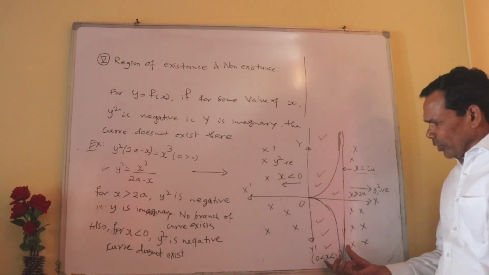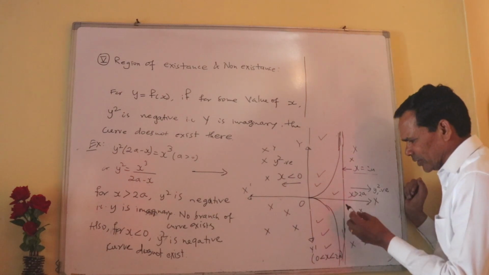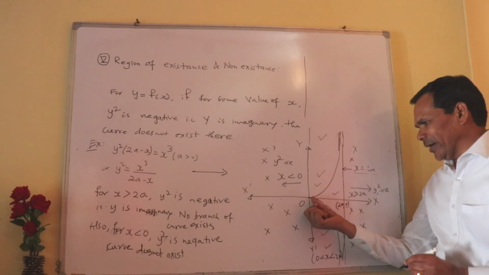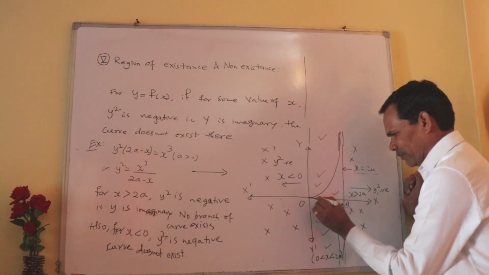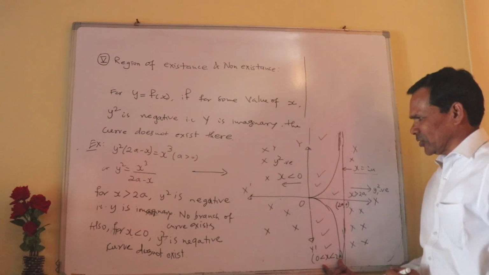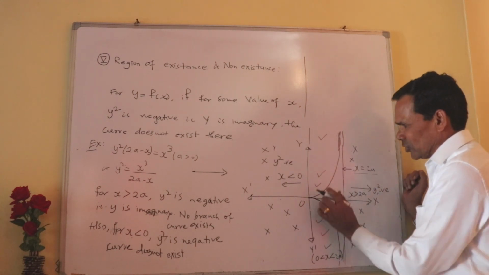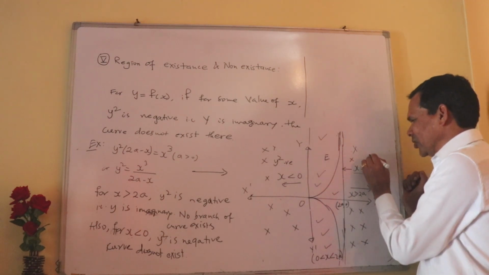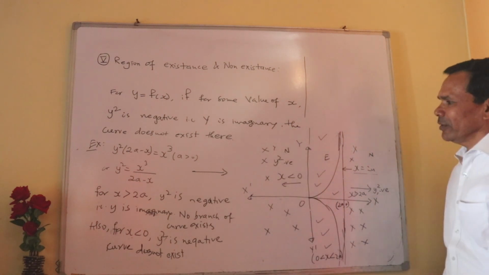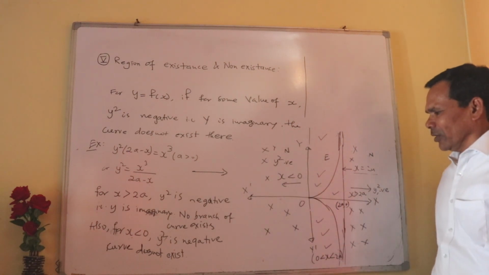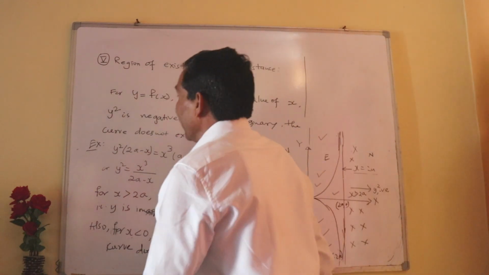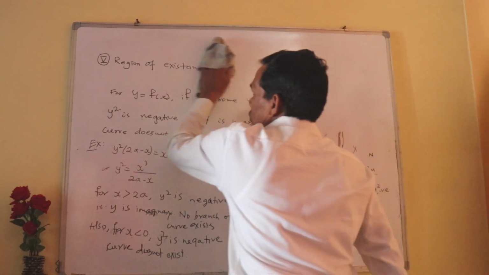Now similarly, between 0 and 2a, this point is 2a, 0. This is 0, this is 2a. So for x between 0 and 2a, only then does the curve exist. So this is the region of existence, and this is the region of non-existence of the curve. This is the way you can check the region of existence and non-existence of the curve.